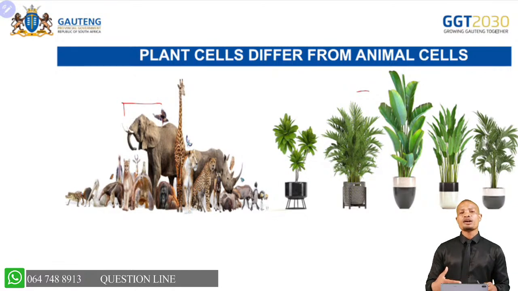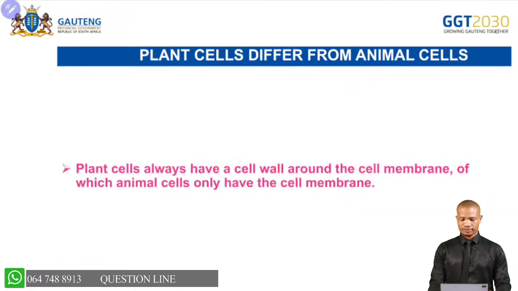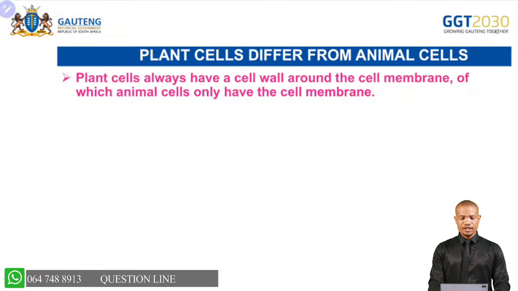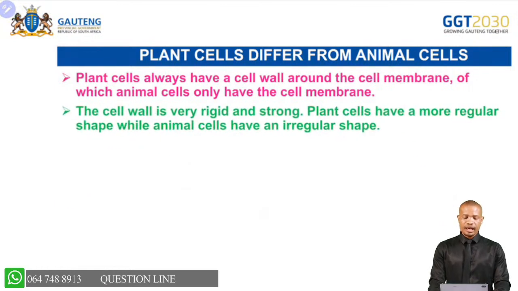Now we are going to talk about the things that make them different. Let's begin with this. Plant cells always have a cell wall around the cell membrane, whereas animal cells only have the cell membrane. Plant cells have an additional layer which makes them more rigid. That is the cell wall. The cell wall is very rigid and strong. Plant cells have a more regular shape, while animal cells have an irregular shape.